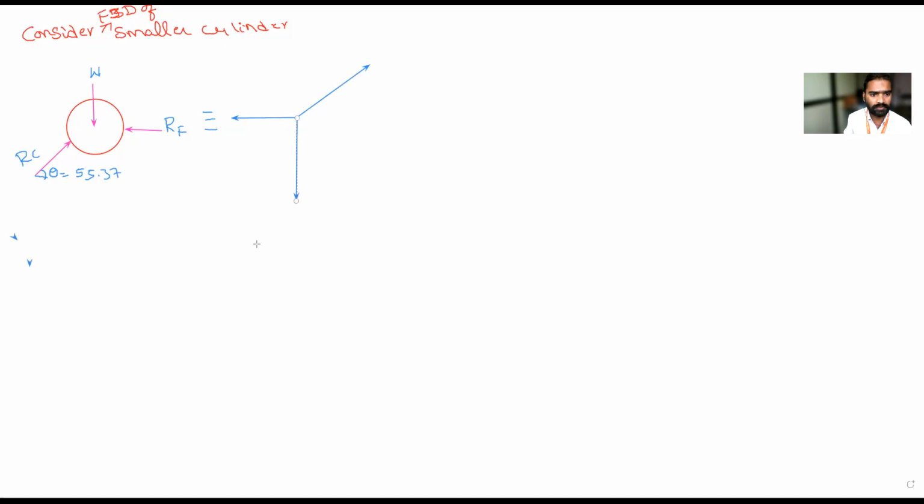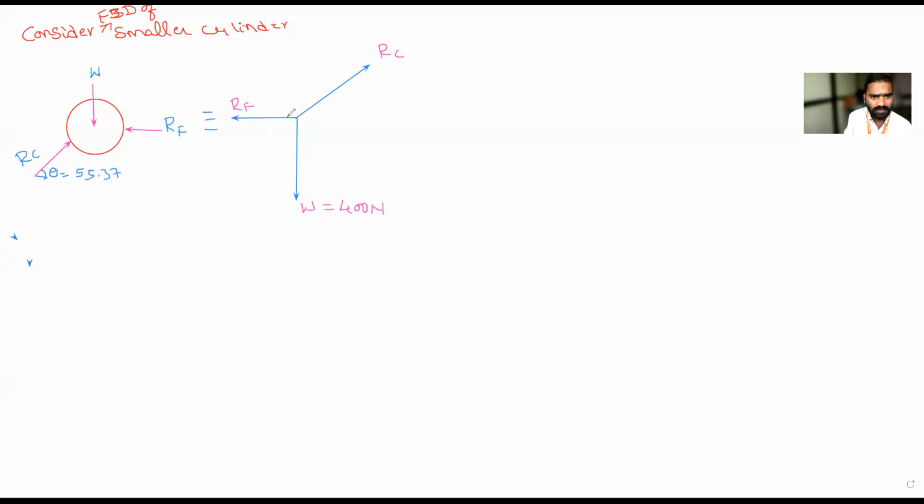Okay. Next, we have to write the naming. So this is RC. This is RF. This is weight. What is the weight of the smaller cylinder? Is it given? 400. Yes, 400 is given in the problem.